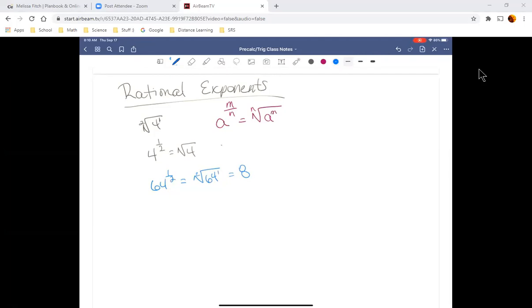What if we had 125 raised to the 1/3? Because it's a fraction, we know it's going to be some kind of radical. My radicand is going to be that 125. What's the exponent on 125? 1. And what's the root I'm taking? Taking the 3rd root. So what's the 3rd root of 125? 5.